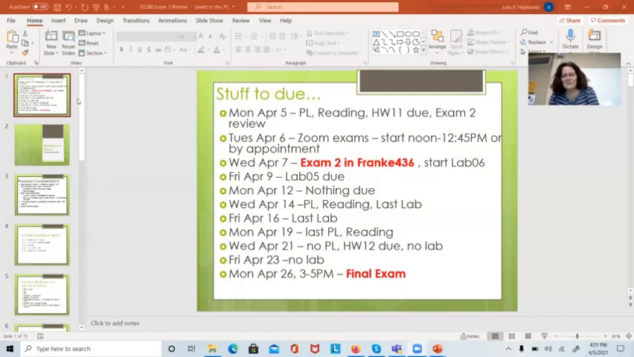Exam 2 will be in Frankie on Wednesday, 4:36, and we'll start Lab 6 on Wednesday also. Lab 5 will be due this Friday. And then we have 2 weeks left of class. We'll finish Lab 6. Last week of lab, there's no lab, but you may have a lab due. Your lab will probably be due Friday, April 23rd. It's just not on here.